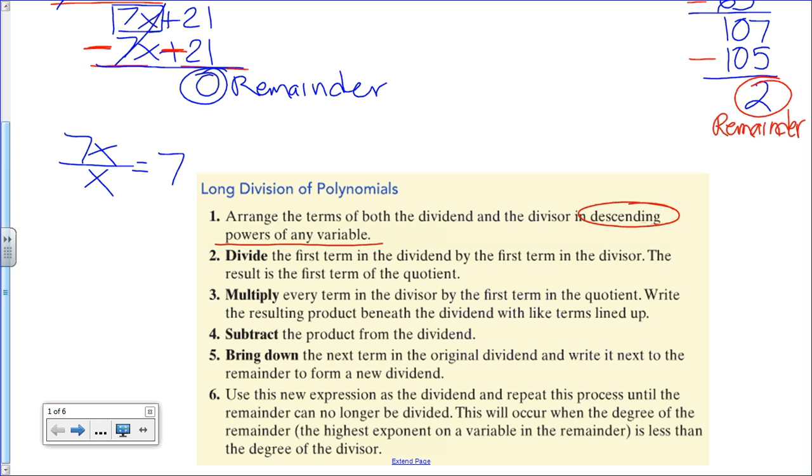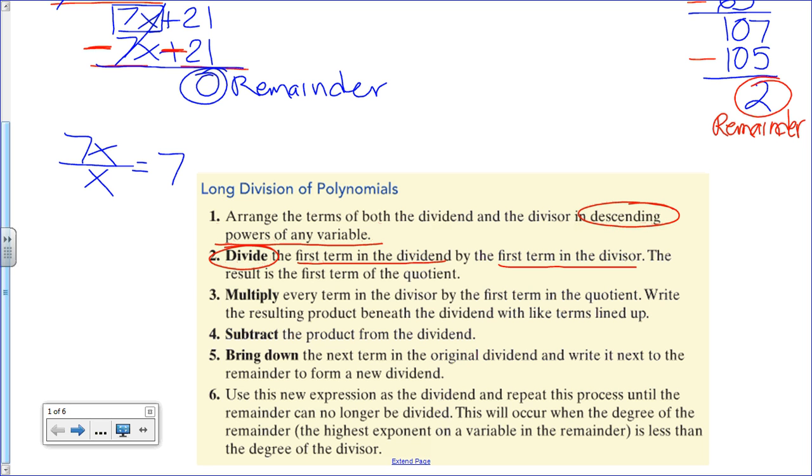Greatest degree goes first and then you go down. So you start from the greatest power and then you go down. Did we have to do that on our example? No, we didn't, right? It was already done for us. Okay, so next step is to divide the first term in the dividend by the first term in the divisor. And that's what we did.